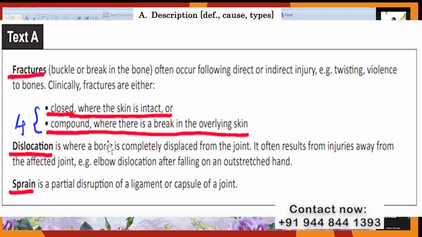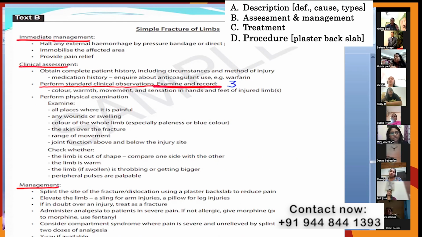Like that, we have to create one heading. Then move to text B, and we can understand they are giving immediate management, clinical assessment, and management. In the subheading is a simple fracture of limbs. Then we can assume that something related to limbs, and the assessment and management related to limbs, we have to understand. Then we can just make the headings of assessment and management.